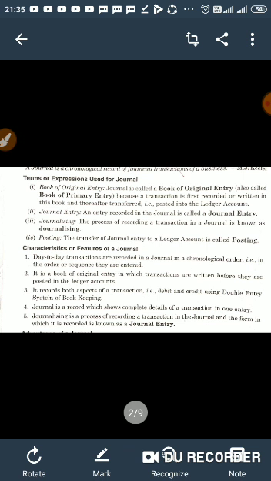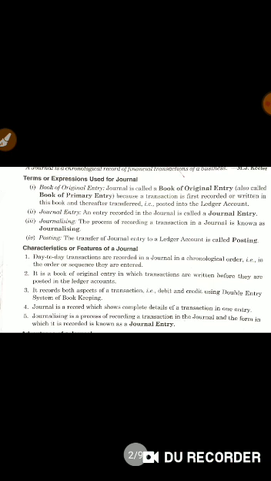Fourth characteristic is that journal is a record which shows complete detail of a transaction in one entry. There is a system of writing a narration. After passing a journal entry, you have to write a short description with it. That short description is known as narration. We will discuss it in this chapter itself while I explain the format of journal.